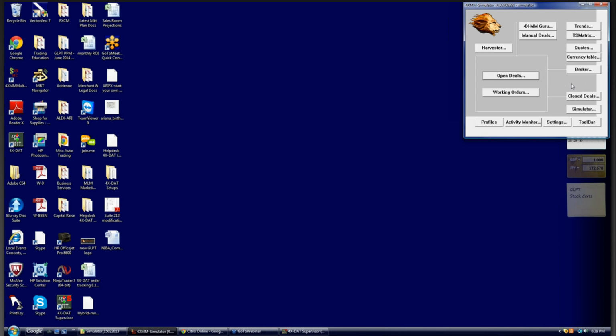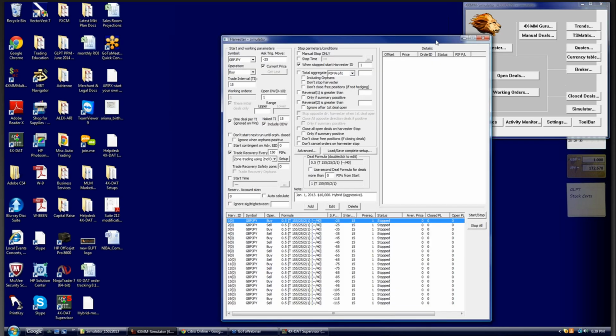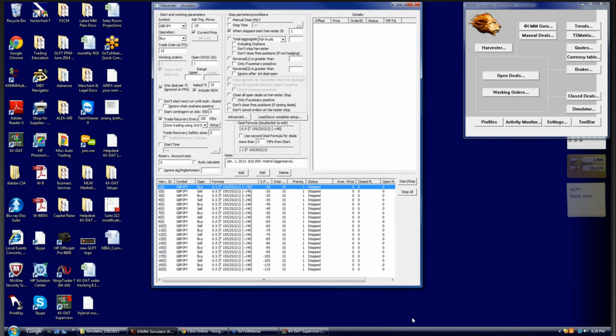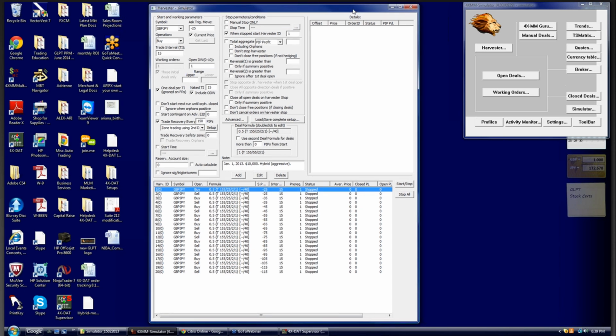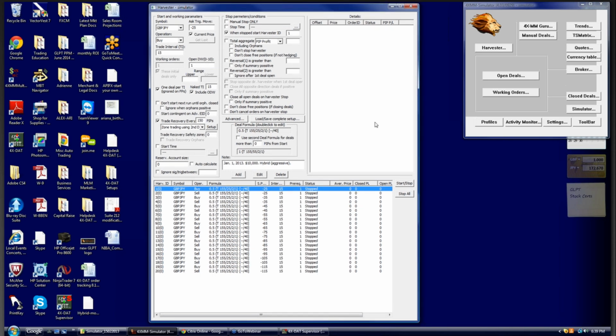Don't worry about that. So first thing, as you well know, Harvester is the engine of the software, and this is where the strategies are set up. I have chosen to run the hybrid strategy that has been working extremely well over the last couple of months for all the folks that have requested it. And I don't think we even have a single person who's in a loss at this point, or even in a major drawdown. Everything's being handled really beautifully.